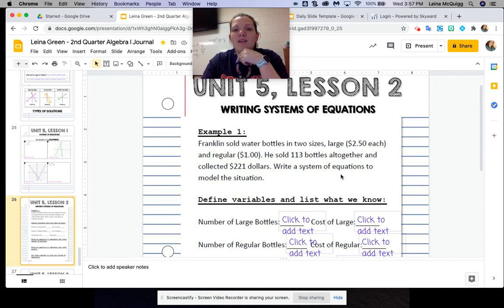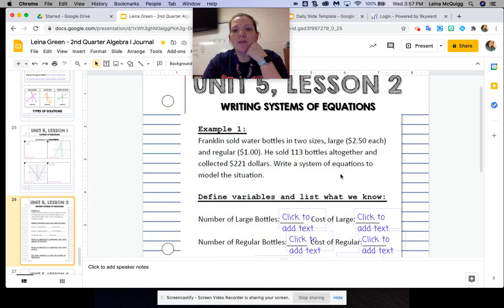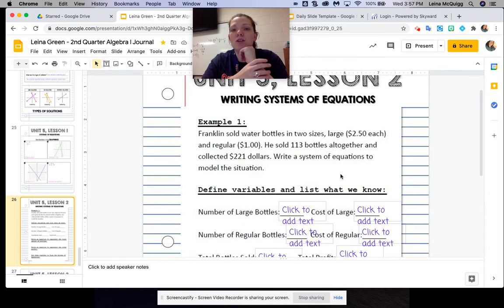So here we go. Franklin sold water bottles in 2 sizes, large, $2.50 each, and regular, $1 each. He sold 113 bottles altogether and collected $221. Write a system of equations to model the situation.